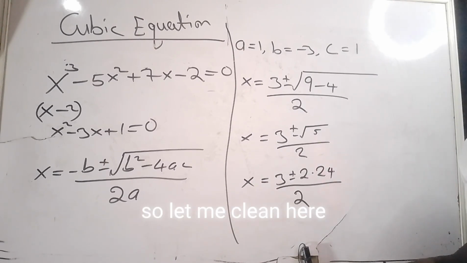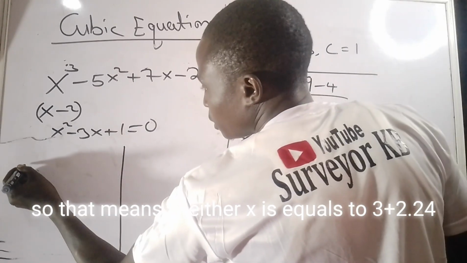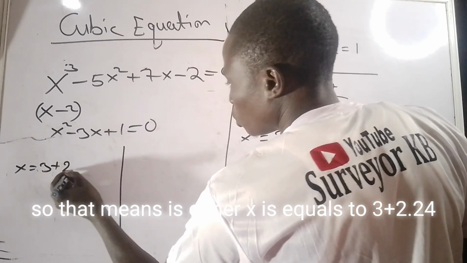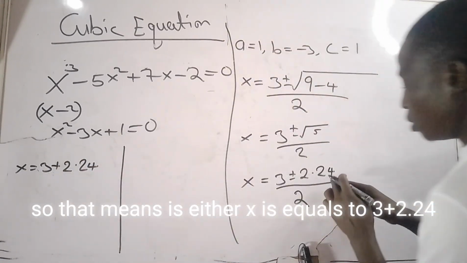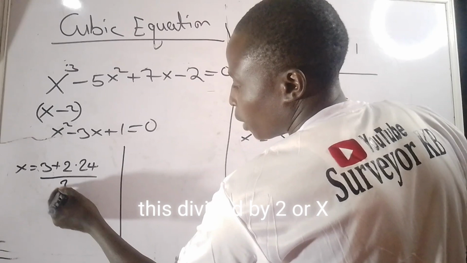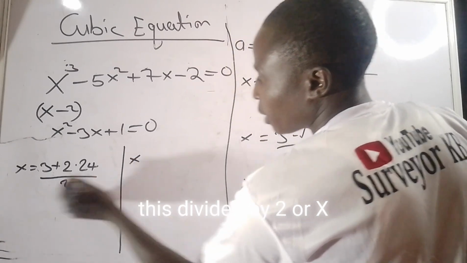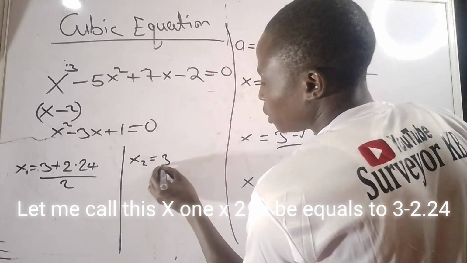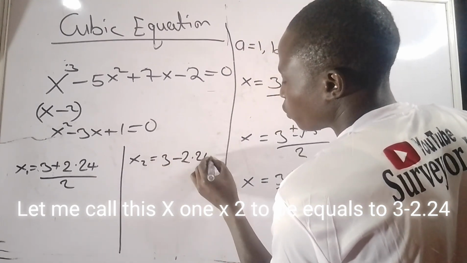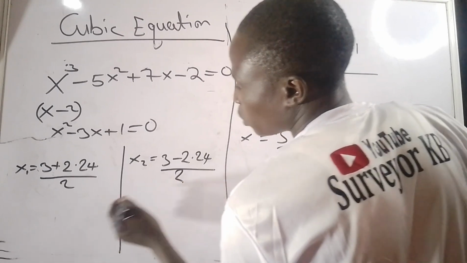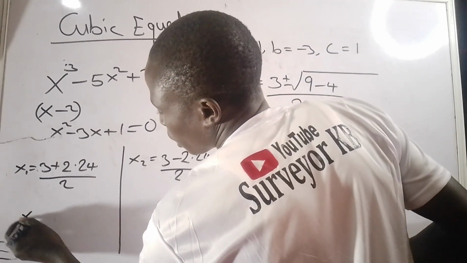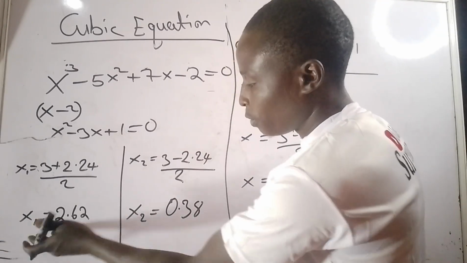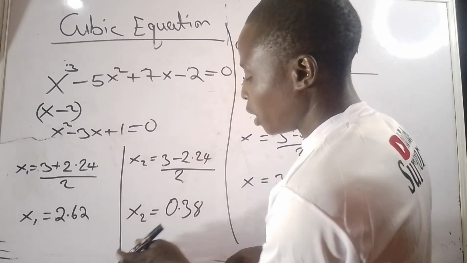So let me clean here. So that means it's either x is equals to 3 plus 2.24, this divided by 2, or x, let me call this x1 and x2, to be equals to 3 minus 2.24, everything over 2. So these are two possible values of x1 and x2.